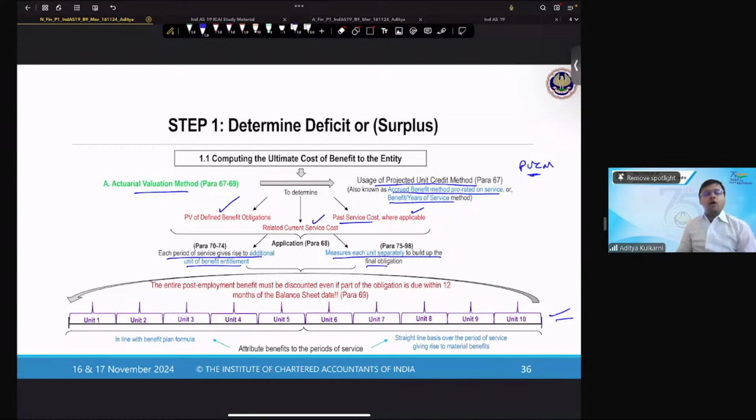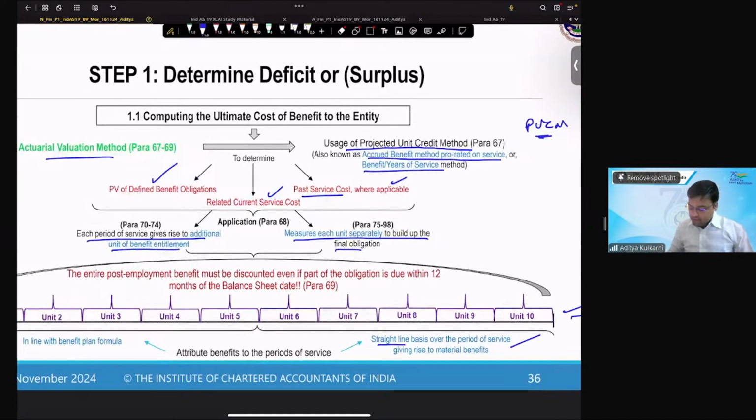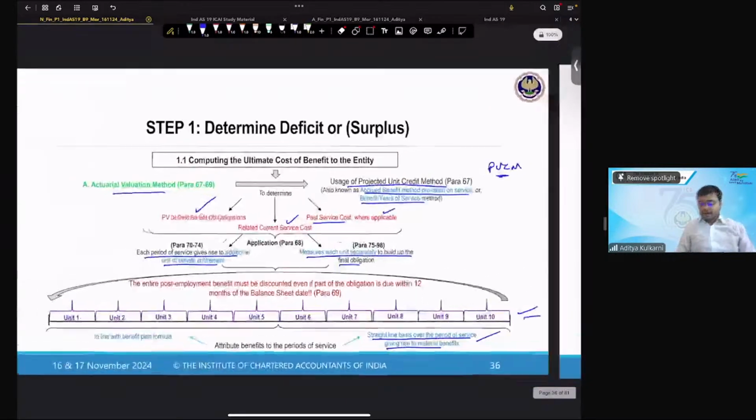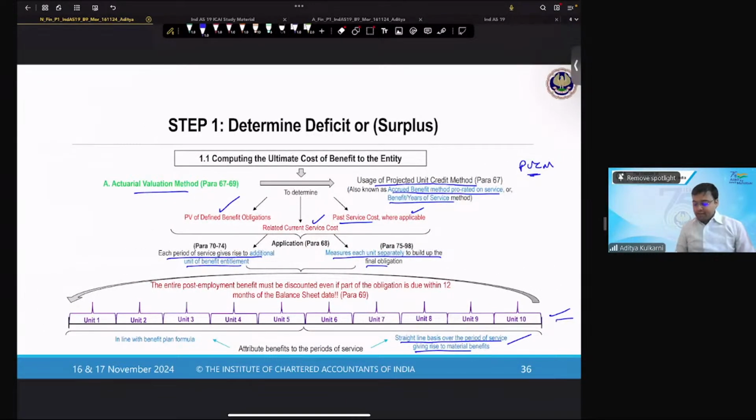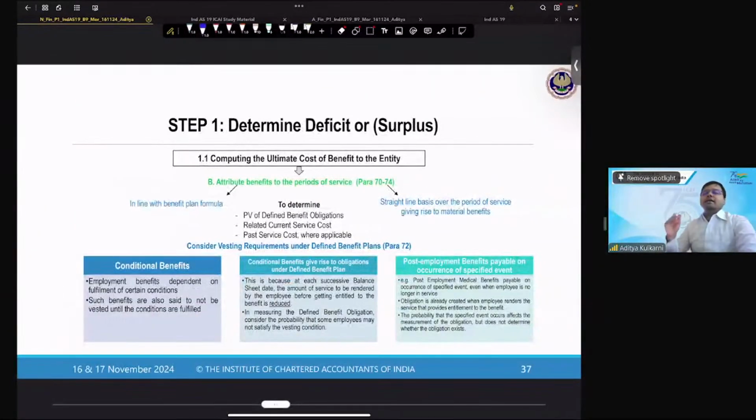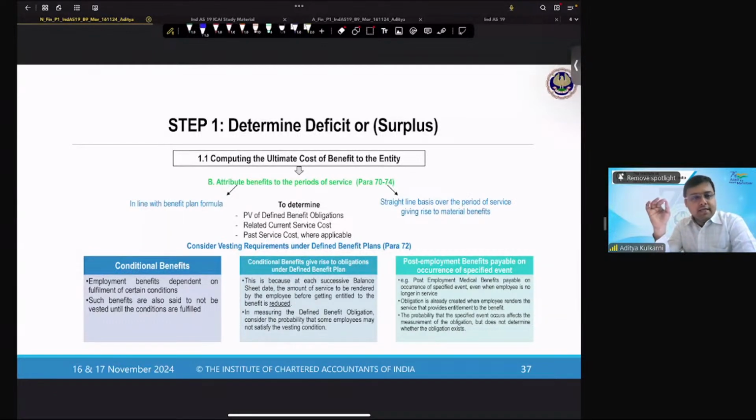Okay. So now, how do I attribute the benefits of service? In that case, 7,50,000 per annum, I attributed it on a straight line basis over the period of service, giving rise to material benefits. But I can also attribute benefits to the period of service in line with the benefit plan formula. You can do it that way also. Is it okay? Yes. And you will have to discount this even if part of the obligation is within 12 months of the balance sheet date. Part of the obligation is what we are talking about, not the whole. Okay. All right. Did you understand this? Yes.